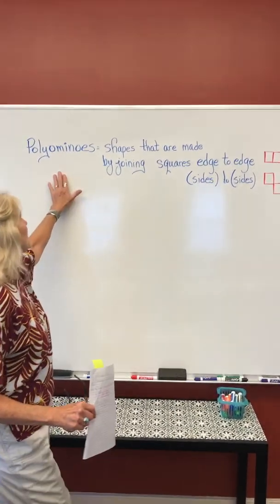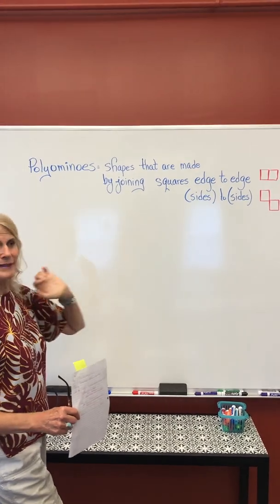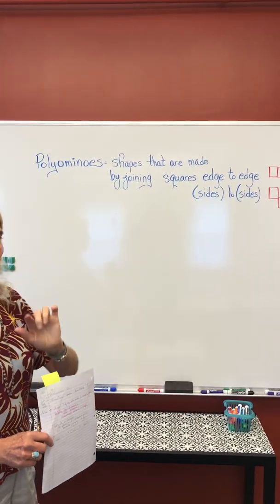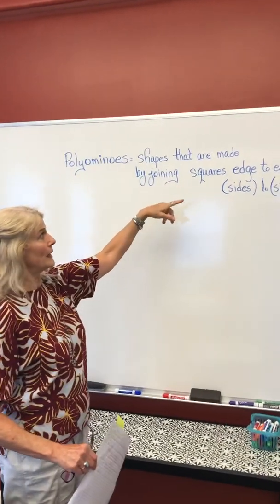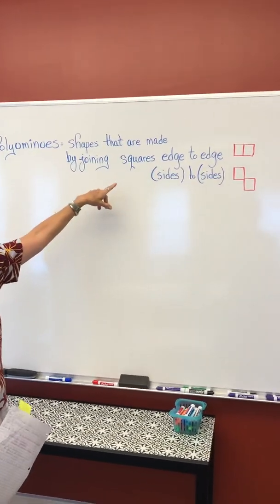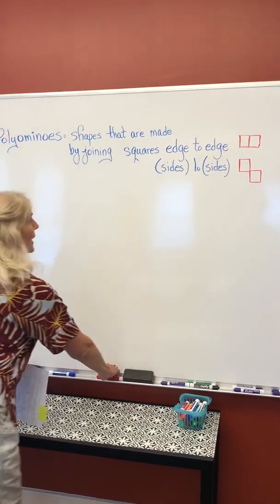So we're covering today, the lesson is Polyominoes, and it probably sounds like a word you know, but let me give you the definition. Those are shapes that are made by joining squares edge to edge or side to side.